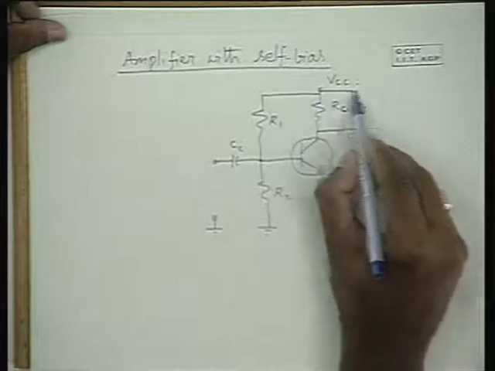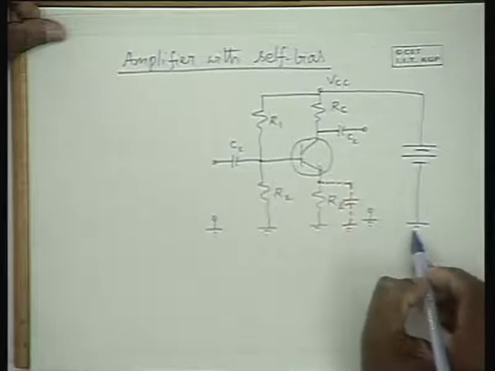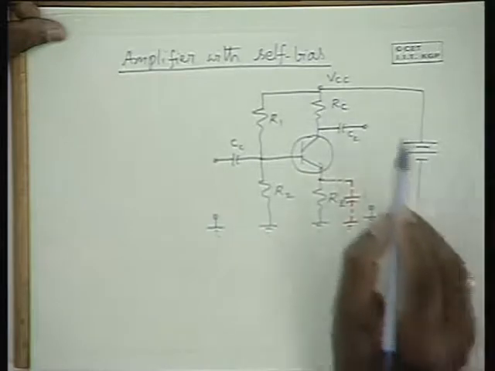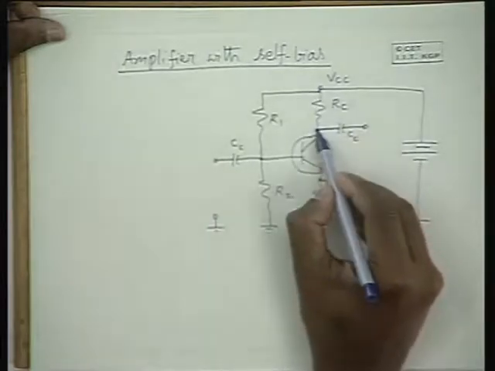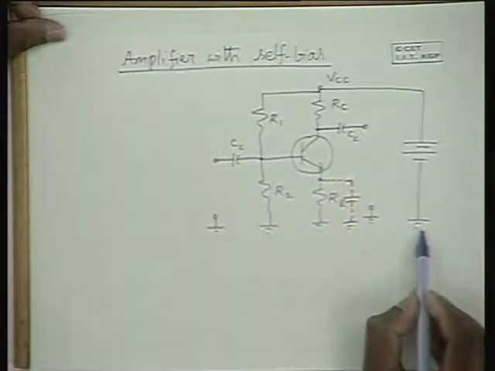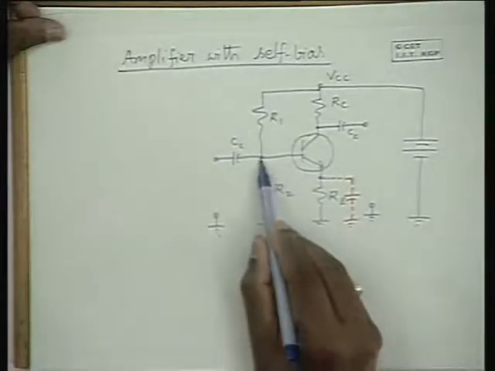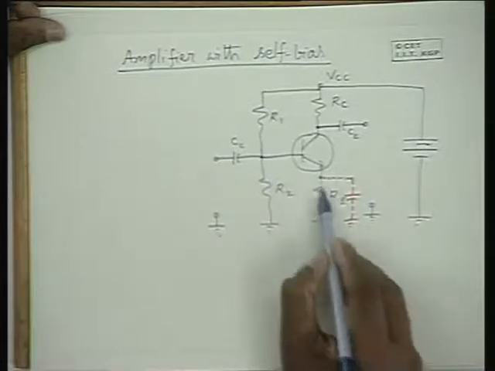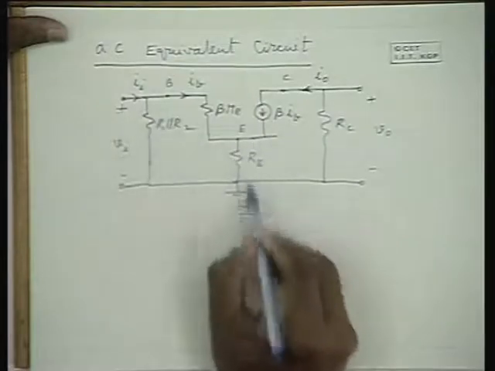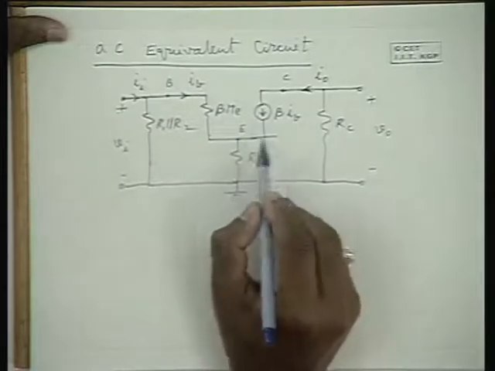Please note that the supply is here, and the supply is a short circuit for alternating signals. Hence, one end of RC is connected to the collector and the other end is connected to the ground. Similarly, base is connected to the ground through R2 and R1, and emitter is connected to the ground through RE. Hence, this is the equivalent circuit. And between base, collector and emitter, we have the transistor equivalent circuit.